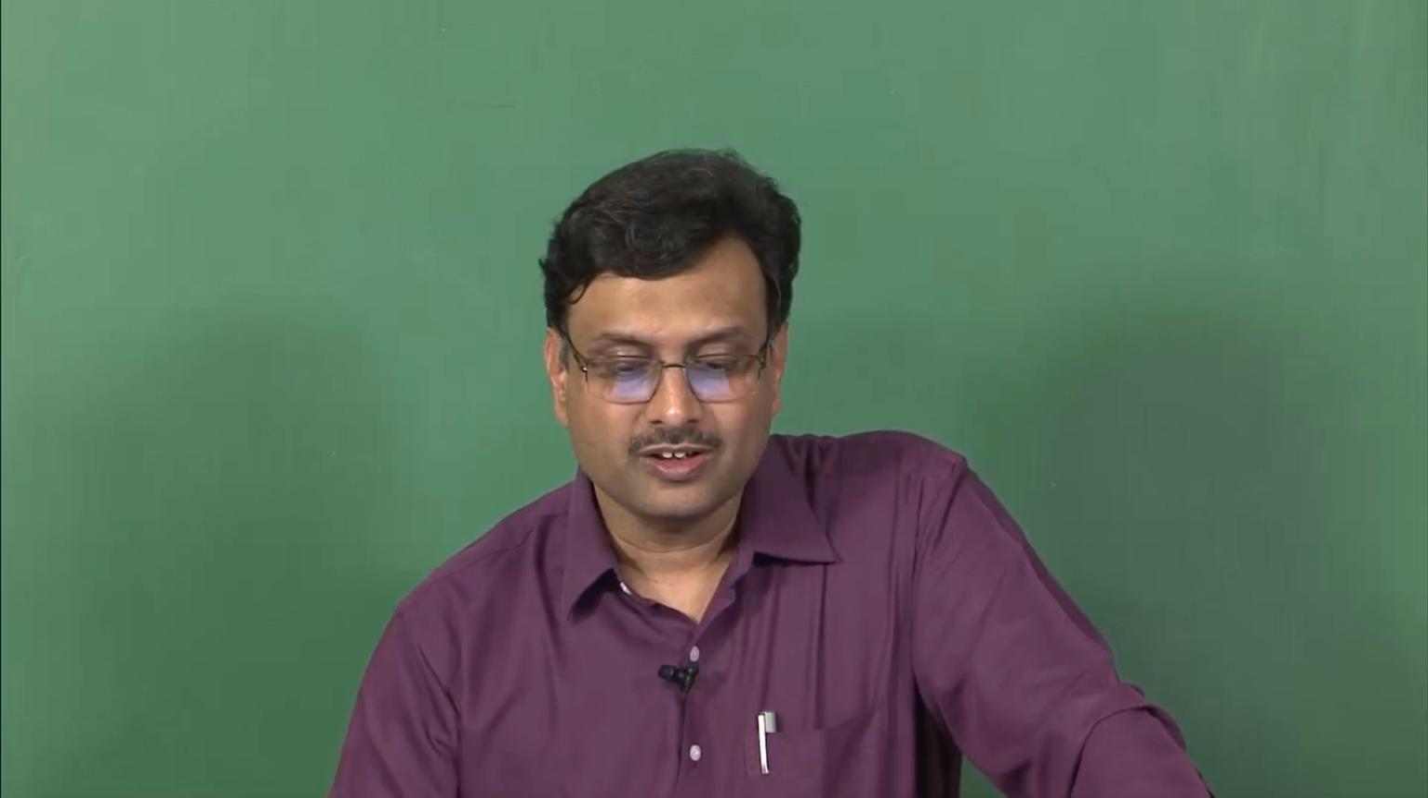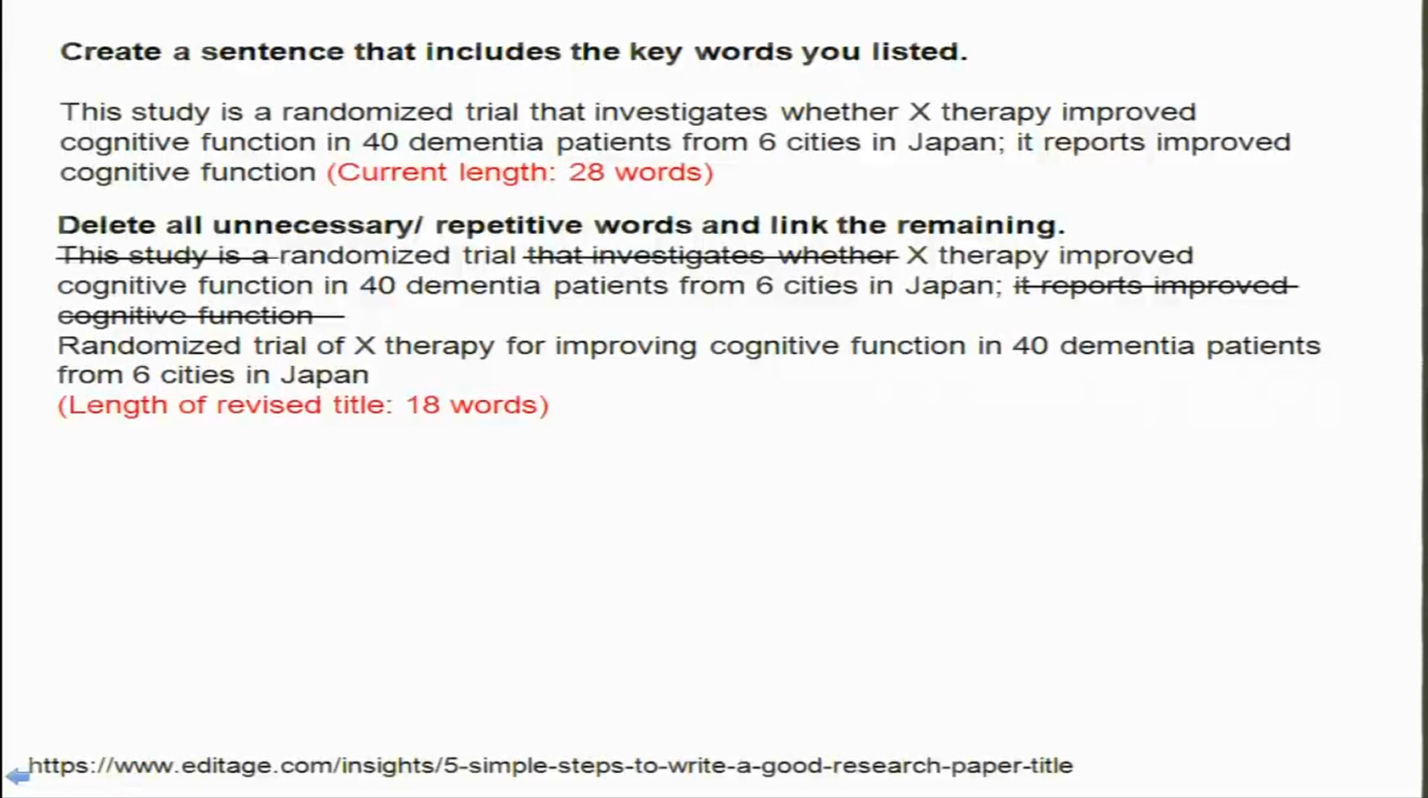So randomized trial is good enough, and you are talking about a given therapy improved cognitive function. That is important. And then in 40 dementia patients from 6 cities in Japan, again is an outcome that is there, and then you remove all unnecessary words from the line. Then you have this particular title, that is randomized trial of X therapy for improving cognitive function in 40 dementia patients from 6 cities of Japan. So now from 28 words you are able to bring down to 18 words.